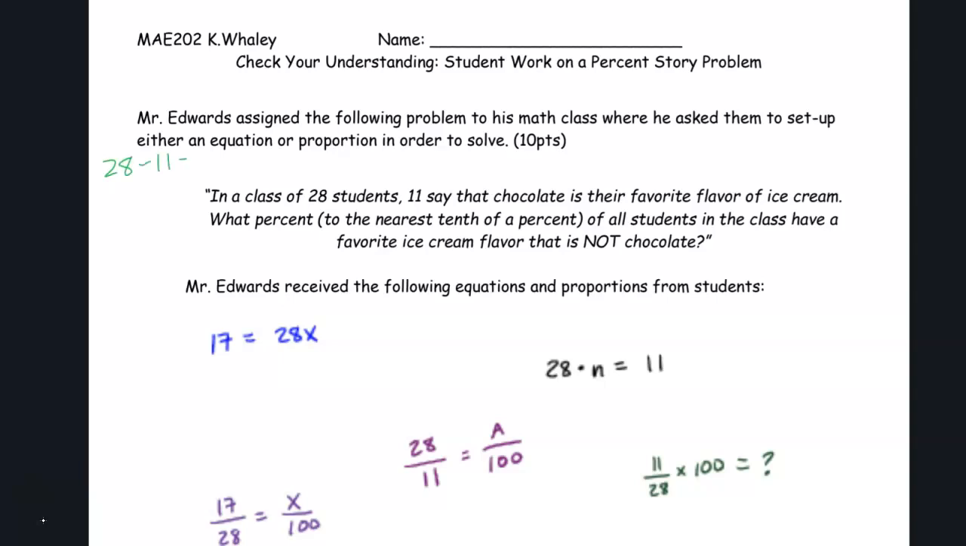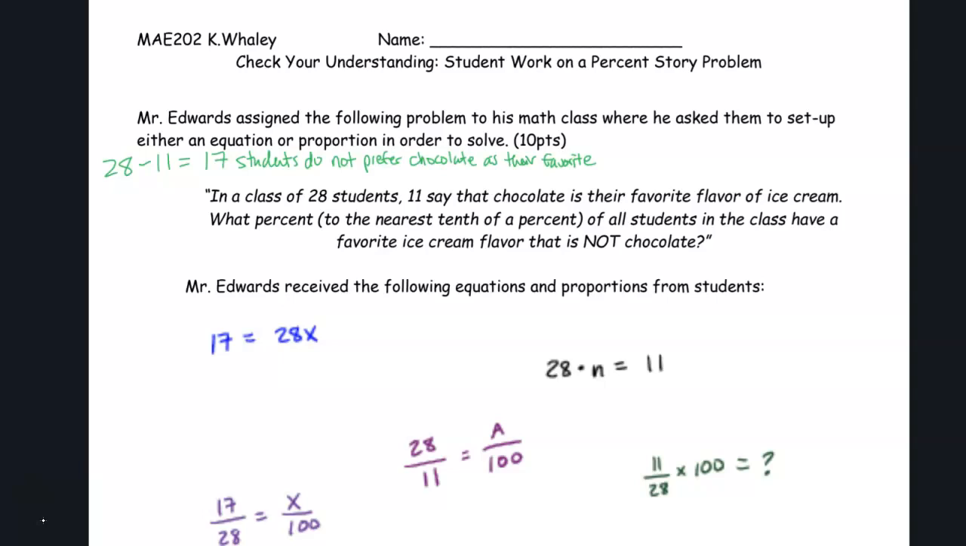If I do my subtraction at the beginning, I could go ahead and say 28 minus 11. That is going to give me 17. And so that means that 17 out of 28 students, since 11 did say chocolate was their favorite, 17 of those students do not prefer chocolate as their favorite. And then we could do translation or proportion methods from here.